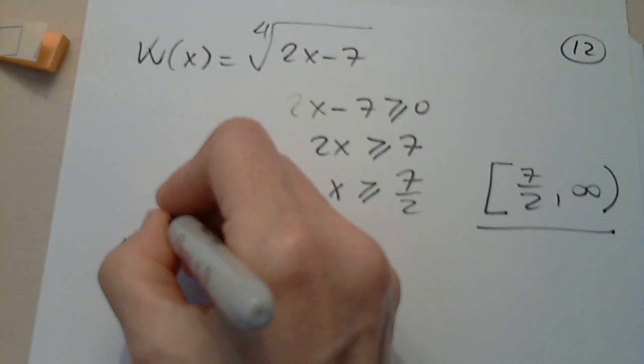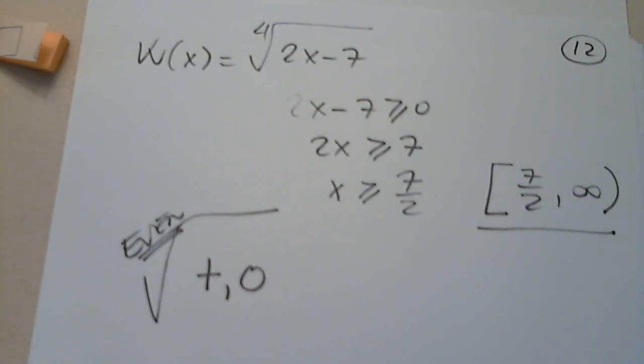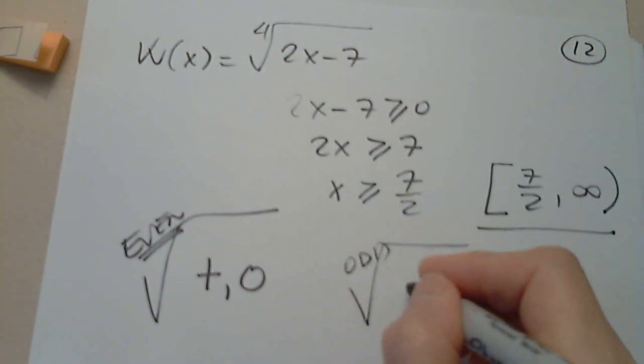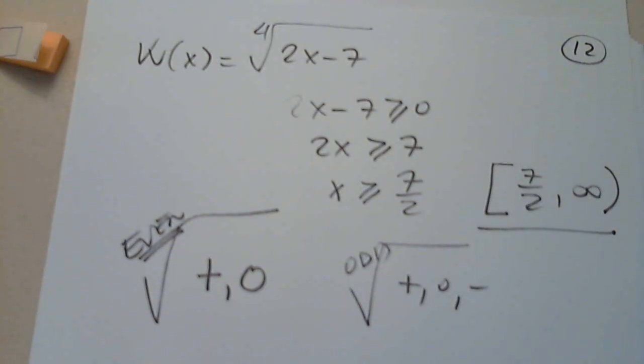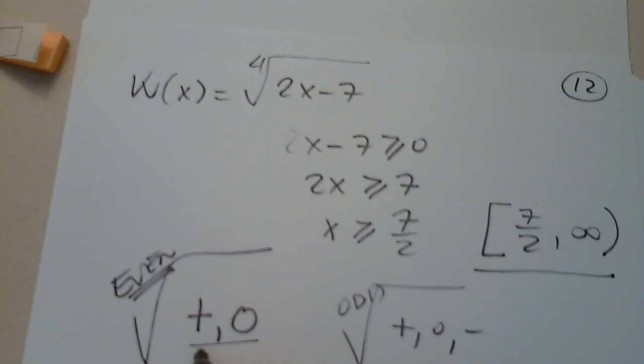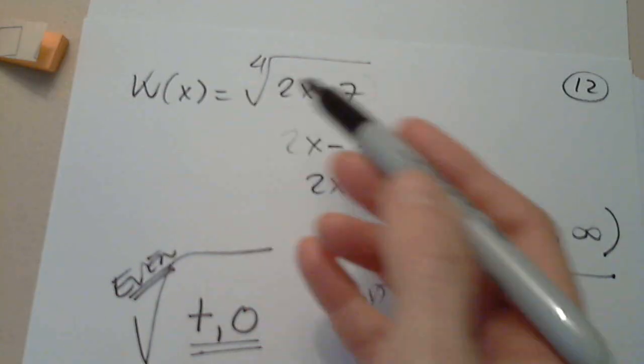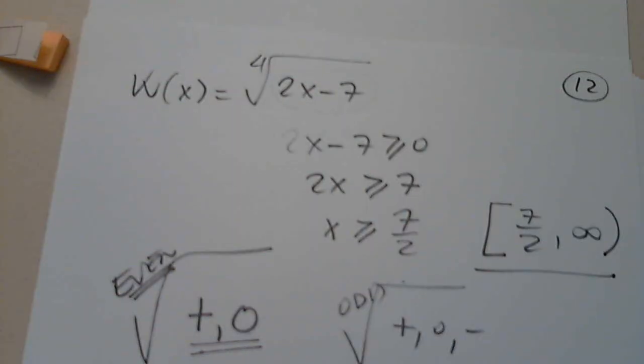For every even index, the quantity underneath has to be greater than or equal to 0. If it's odd, I will not write anything. There is no restriction for odd. It's infinity. But if the index is even, that makes this quantity mandatory to be greater than or equal to 0. First, I look here, but it doesn't come into the calculations. When it's even, you need to have greater than or equal to 0. But when it's odd, it's infinity. You don't have to write anything.